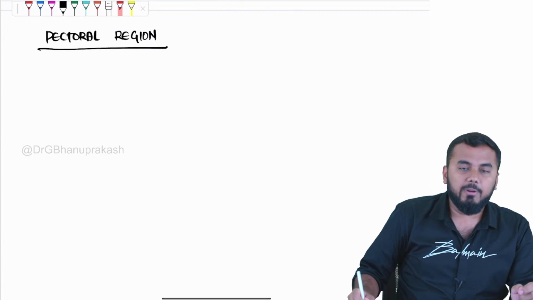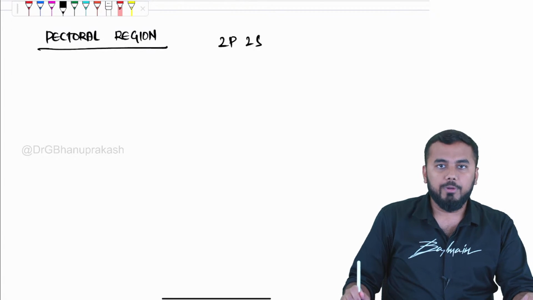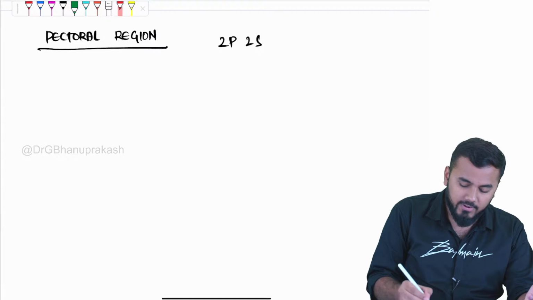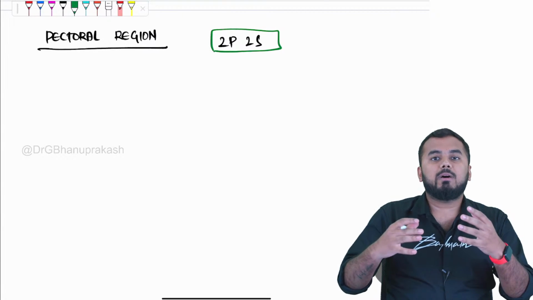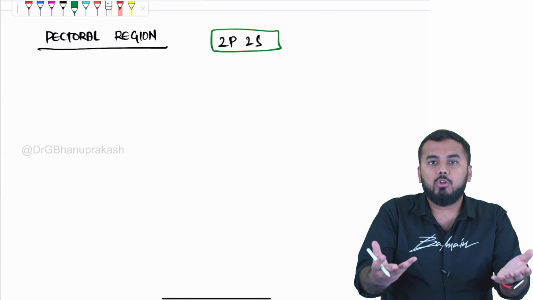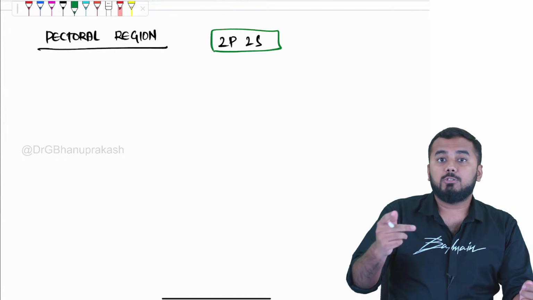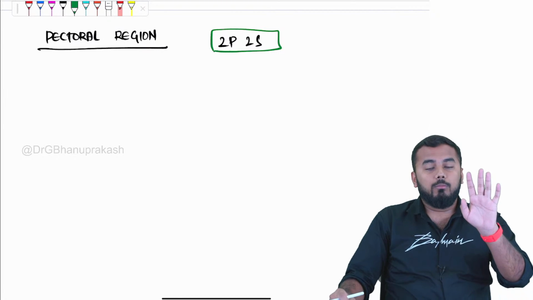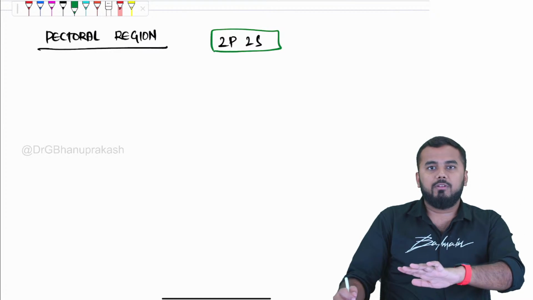Tell me guys, will it be difficult for you to remember 2P, 2S? No, it is not difficult, right? Remember it as 2P, 2S. In pectoral region, you will have muscles by name called as pectoralis, right? So what are the two pectoralis? There is pectoralis major. I told you previously, wherever there is major, there will be minor. Wherever there is longus, there will be brevis.